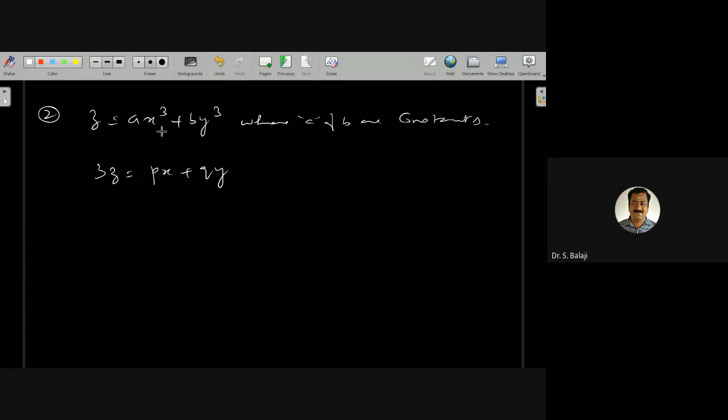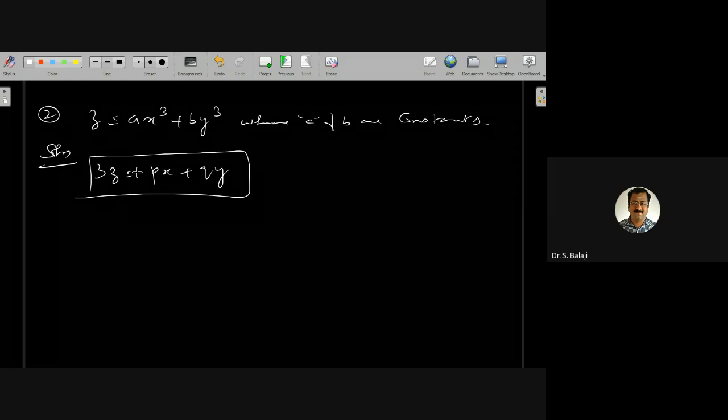Similarly, q is equal to 3b by square. From that you can write b. Substitute that and you can get the answer. Your solution will be like this: the required partial differential equation.